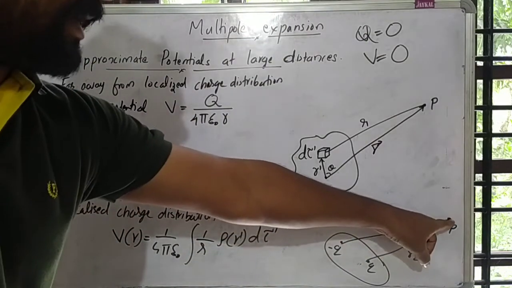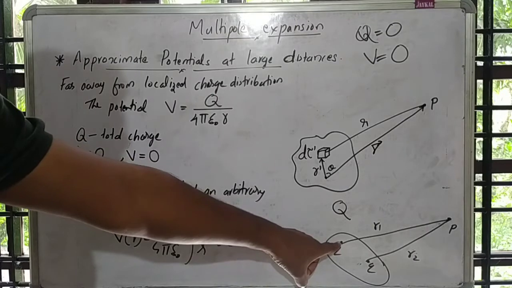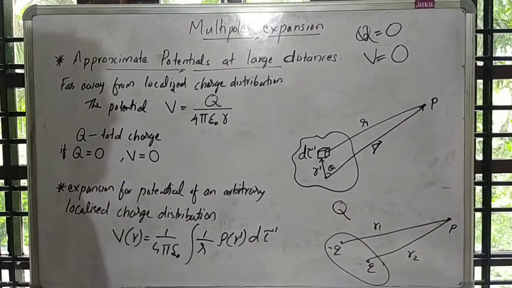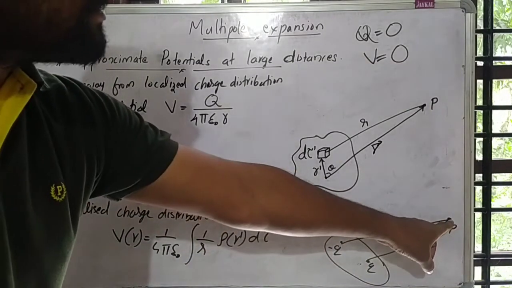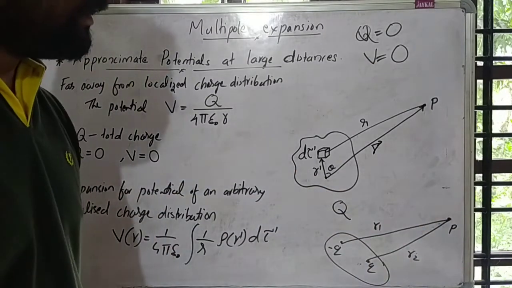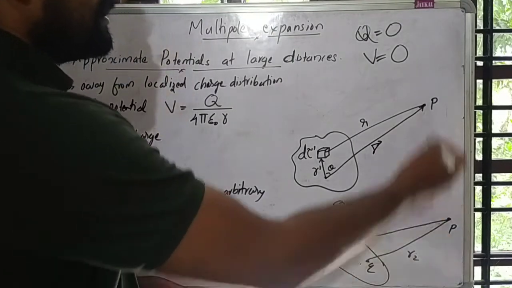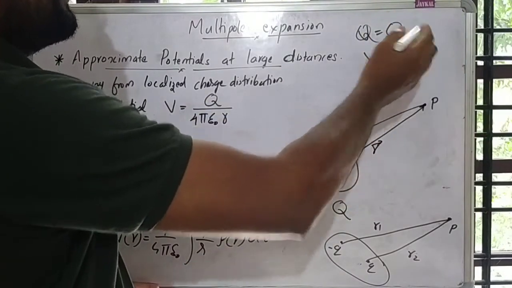We need to consider the potential at this point P by adding the potential due to this point charge as well as this point charge. Then that will not be equal to 0 at this point. So if we consider this total charge Q is equal to 0, then we can approximate the potential V is equal to 0.